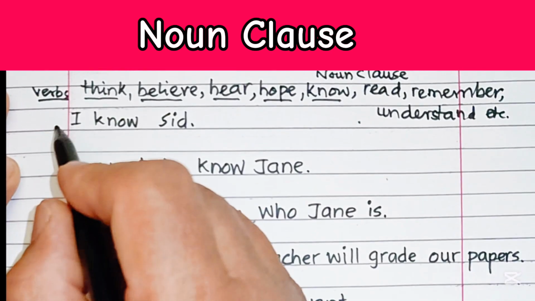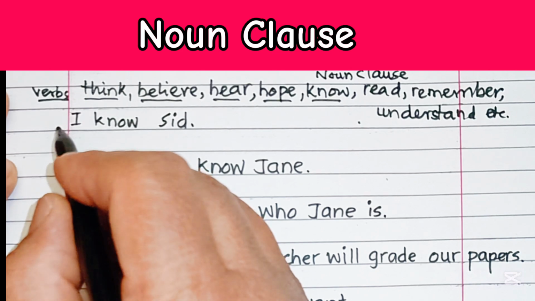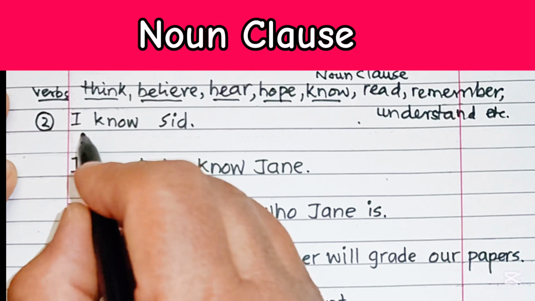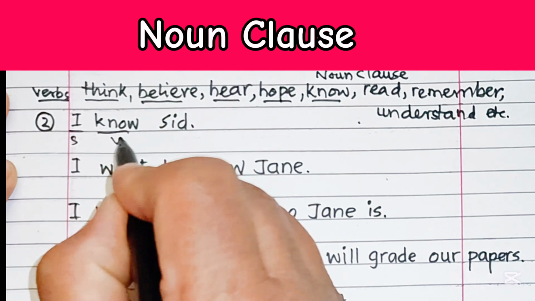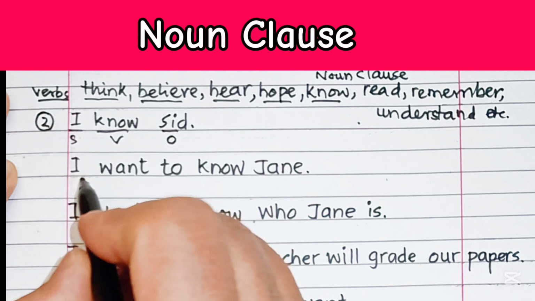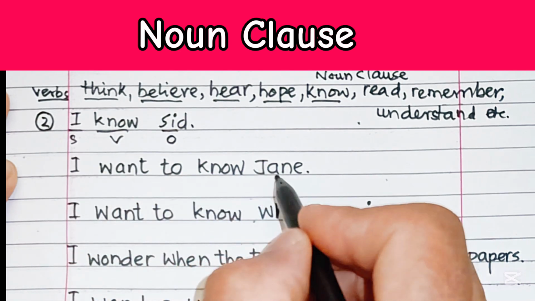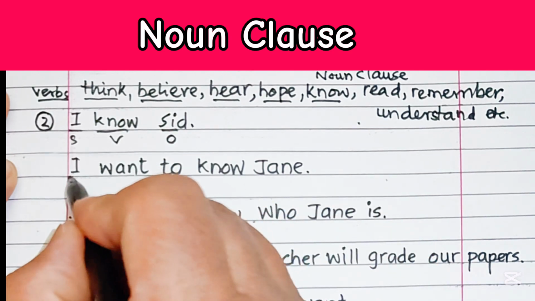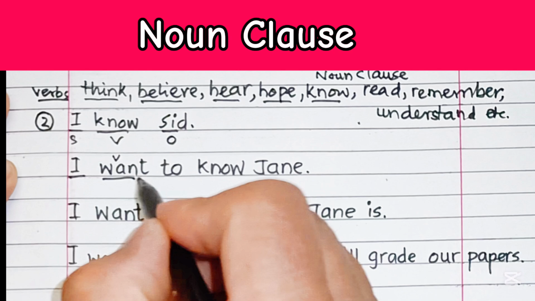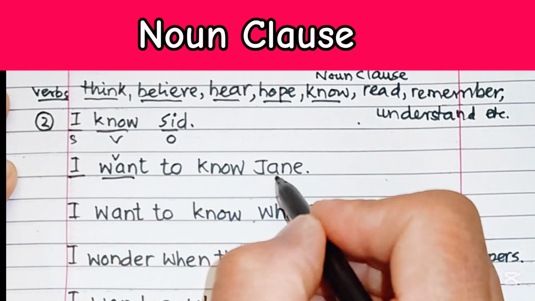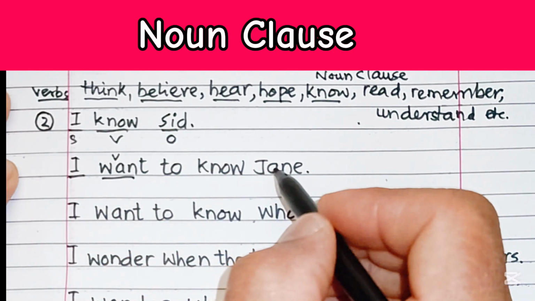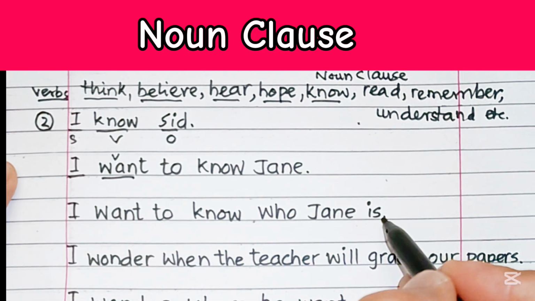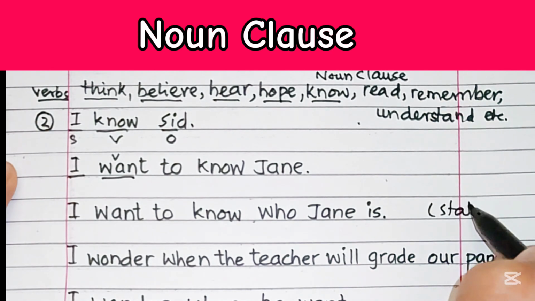Now, the second type of noun clause is like this. I know Sid. If this is the subject and this is the verb and this is the object over here, then I can say that I want to know Jane. I know Sid and I want to know Jane. So over here in this sentence, this is the subject and this one is the verb. I want to know Jane. So it's not a question, rather it's a statement. If I say I want to know who Jane is, this is a statement. This is not a question.